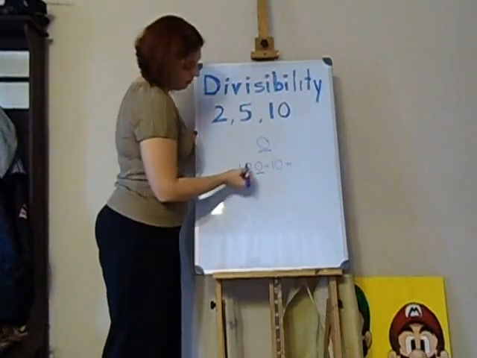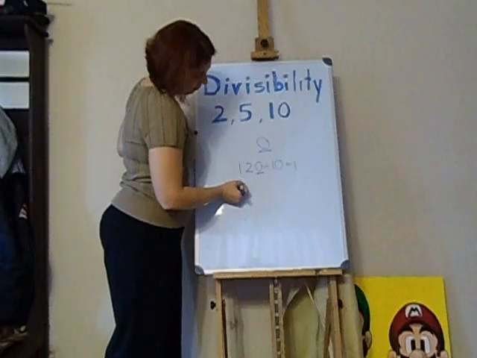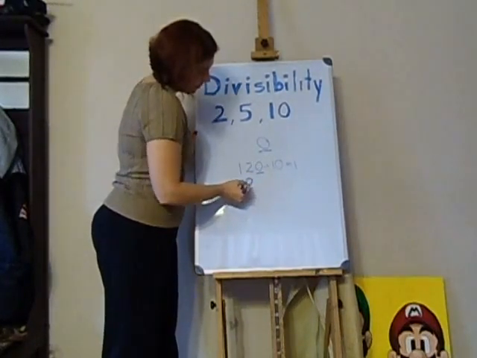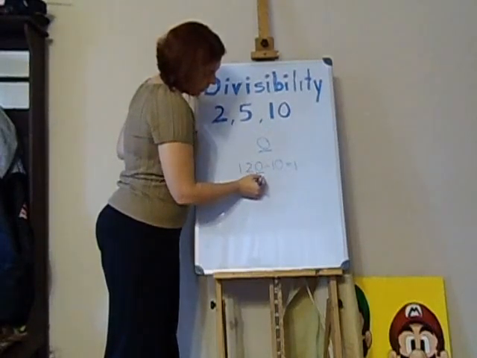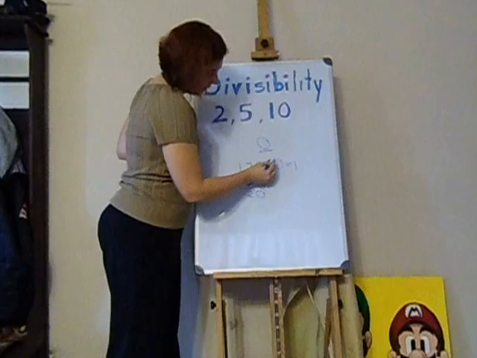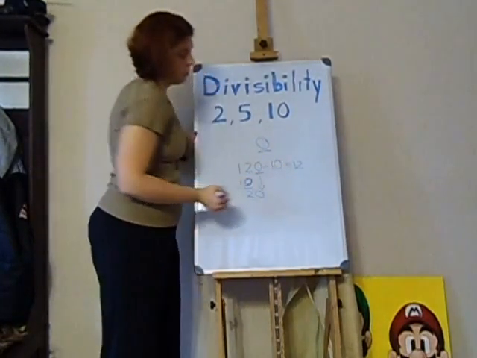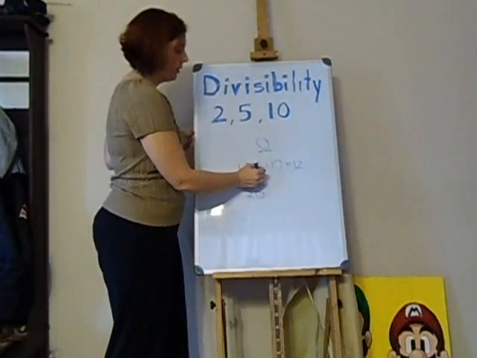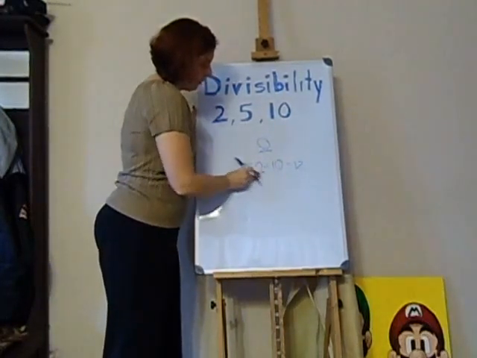So let's go do the math. 12 divided by 10 is 1. It gives you 10, my bad. 12 minus 10 is 2. Bring down the 0. 20 divided by 10 is 2. So yes, 120 is divisible by 10 because it ends in a 0. Let's do one more quick example.